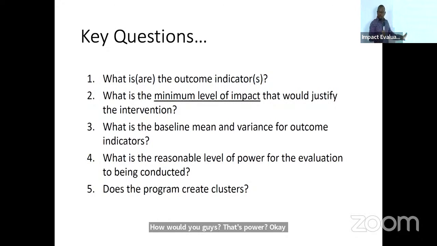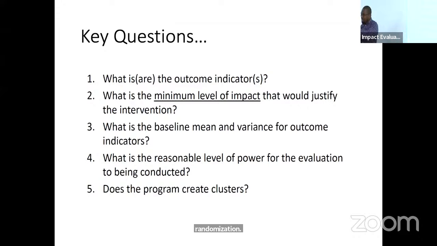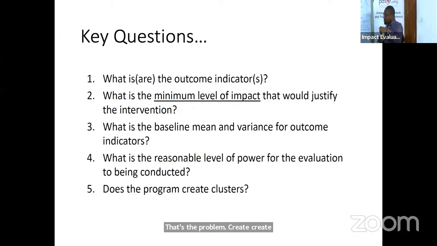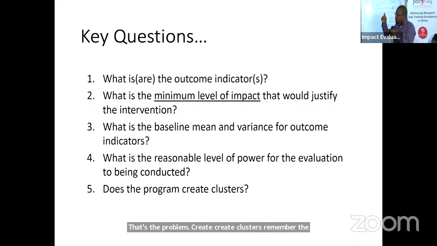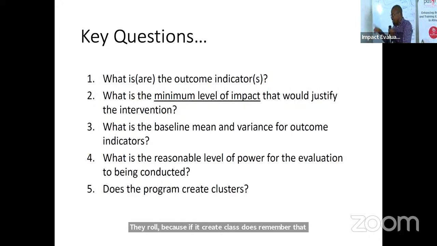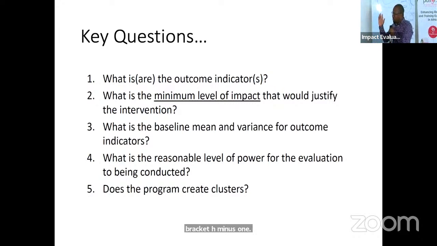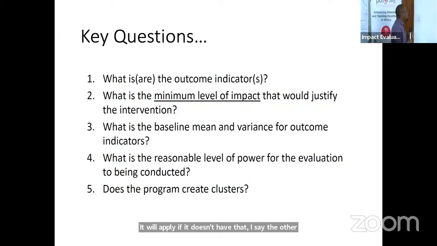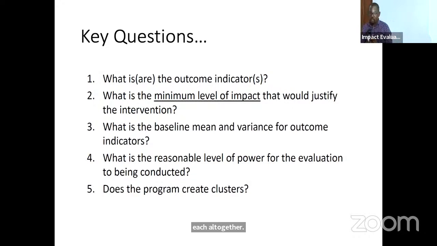And then ask yourself, it's evaluation and it involves randomization. Does the program create clusters? Remember the cluster, the rho? Because if it creates clusters, remember that formula n blah, blah, blah, and then rho in the bracket h minus 1. It will apply. If it doesn't have that, I said the other part will be null because rho will be 0, and we'll talk about it. Are we together? These are the key questions that should govern your sampling strategy. Okay? Let's try to answer a few.